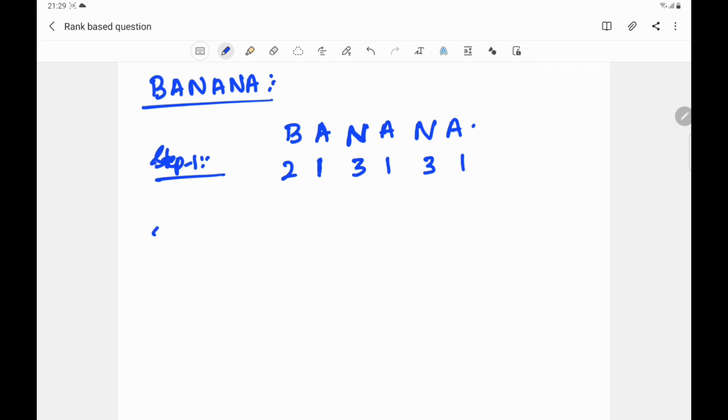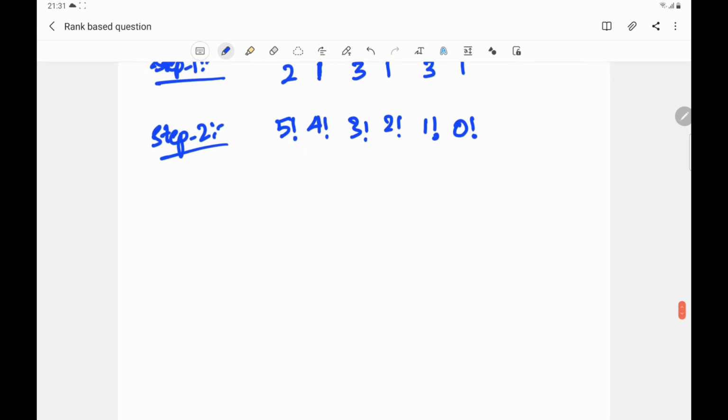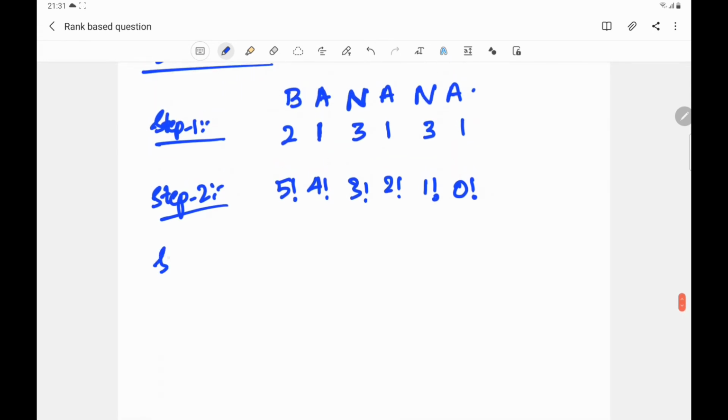Now step 2 is the easiest step. Simply go on writing the factorials from the right side. So 0 factorial, 1 factorial, 2 factorial, 3 factorial, 4 factorial, and 5 factorial. Now please listen to step 3 very carefully. There is a change in step 3.